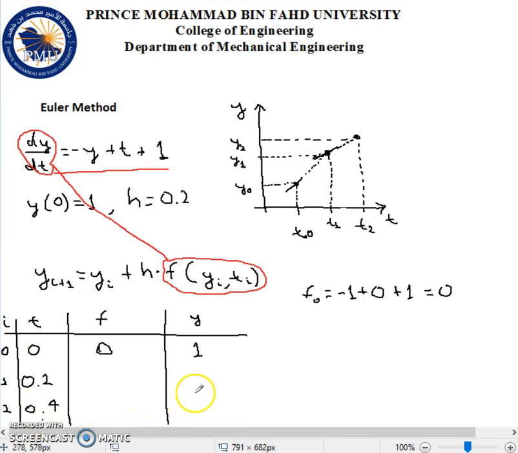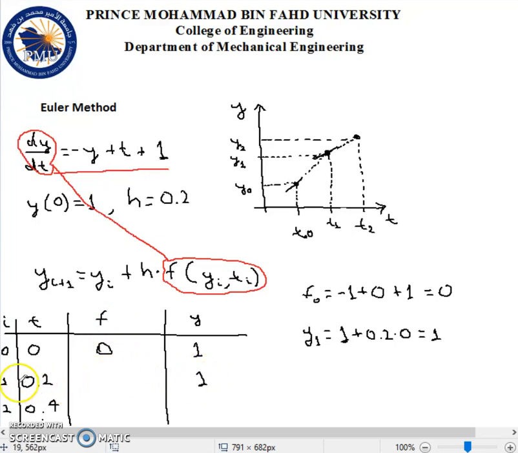All right, so y1 will be, as we said earlier, y0, which is 1, plus h, the step which is 0.2, multiplied by the slope at 0, so f0, which is 0. So this equals 1.